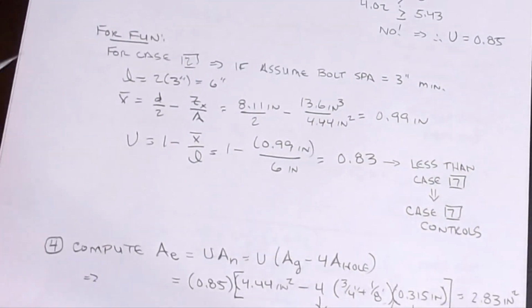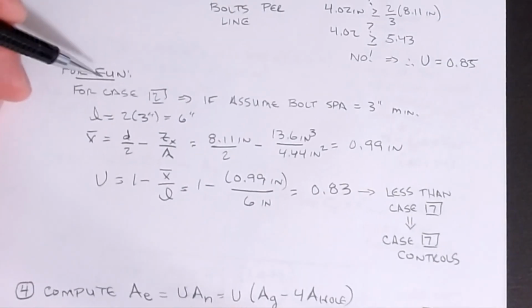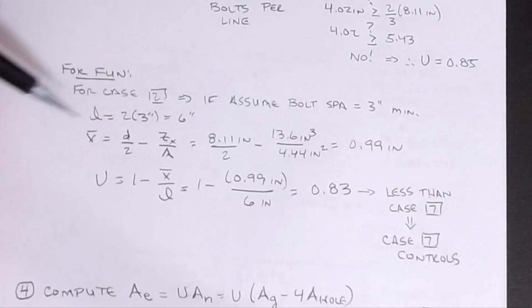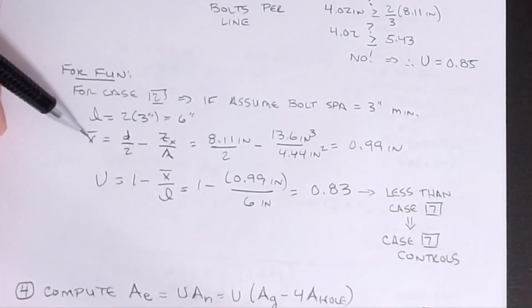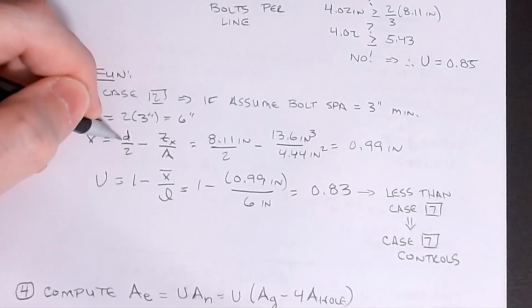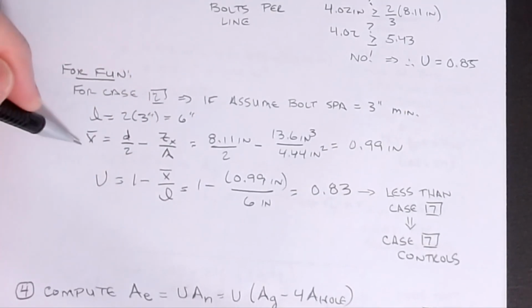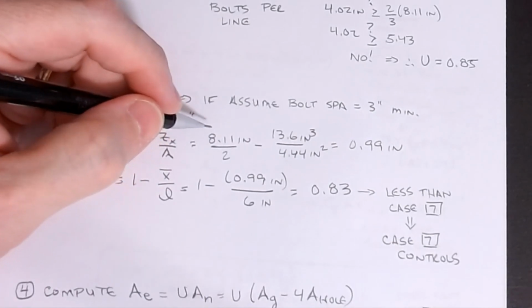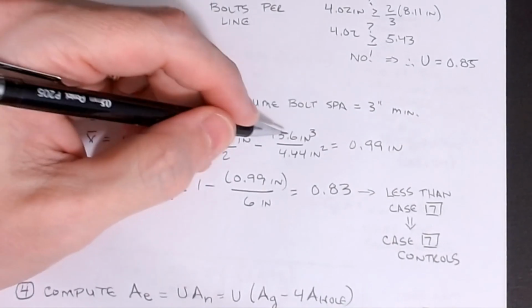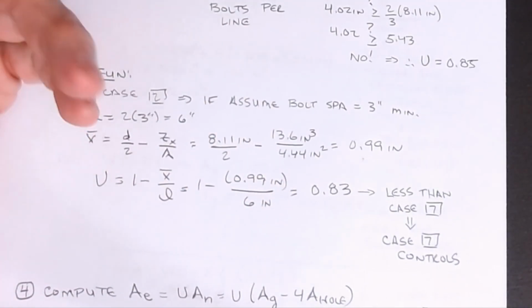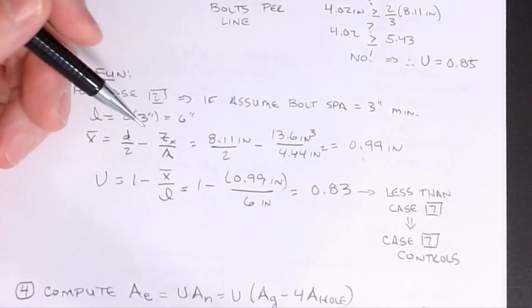Now, just for fun with our arrangement, let's go check case 2. If we assume a bolt spacing of 3 inches, then my L we said was 6. Then we can do our X bar calculation per the commentary: D over 2 minus ZX over A gives me X bar for a wide flange beam. This is now 8.11 over 2 minus 13.6 over 4.44. This number is basically 0.99, about 1.0, and that's my X bar value.